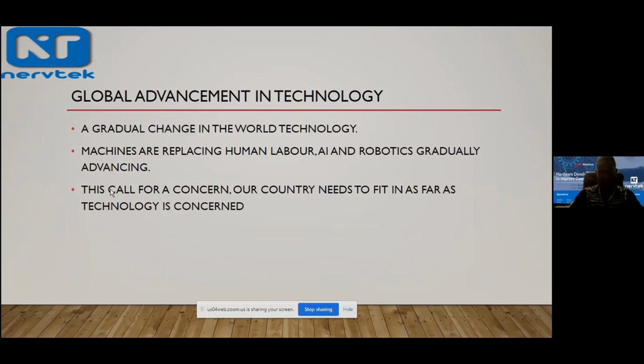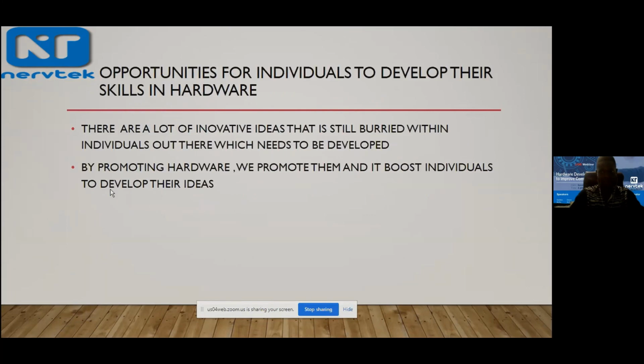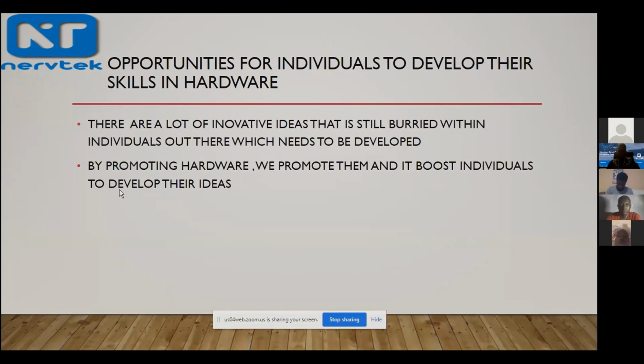We have opportunities for individuals to develop their skills in hardware. There are a lot of innovative ideas buried within every individual out there. We just need to develop them. There are some people out there who need us to encourage them that they can do it. And by encouraging them, we can launch small workshops. I remember when I started, blinking an LED created a spark in me. It showed me that I could actually create other things. Starting small, giving people the opportunity to create small projects, it might grow into something big.